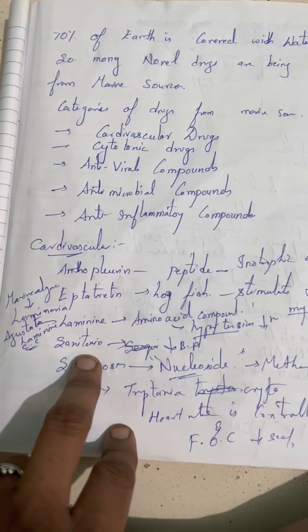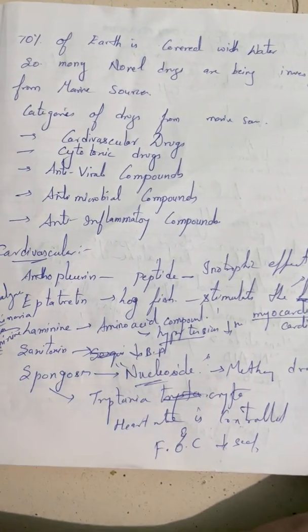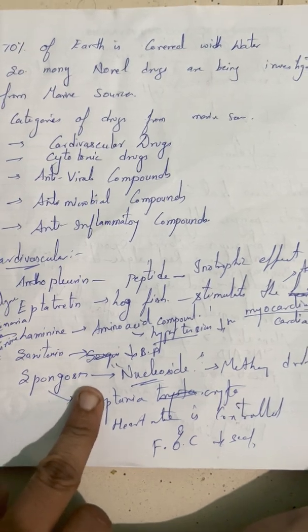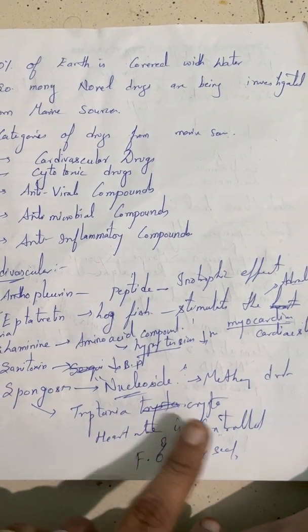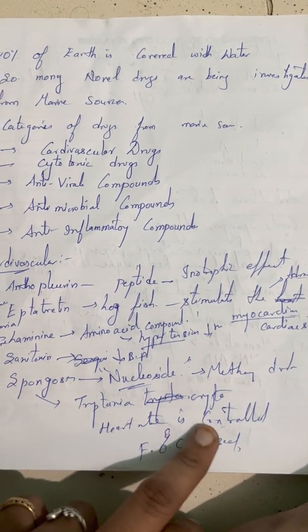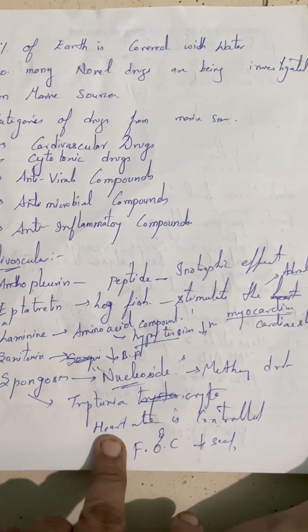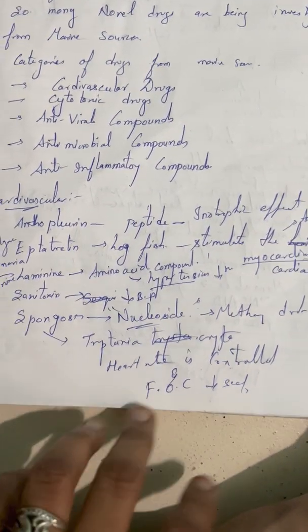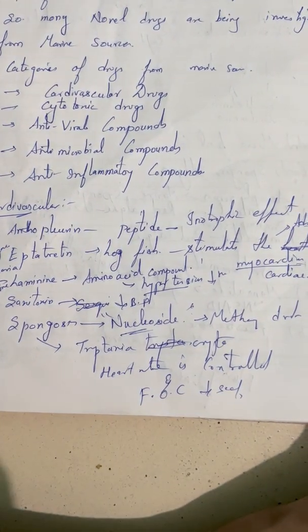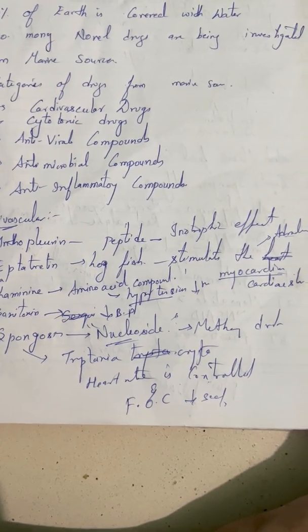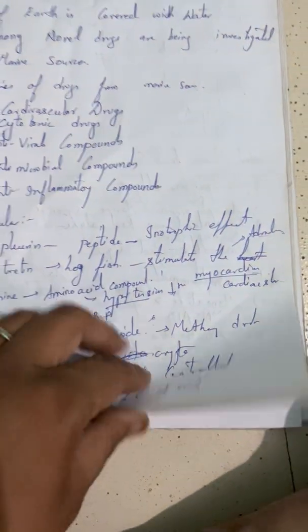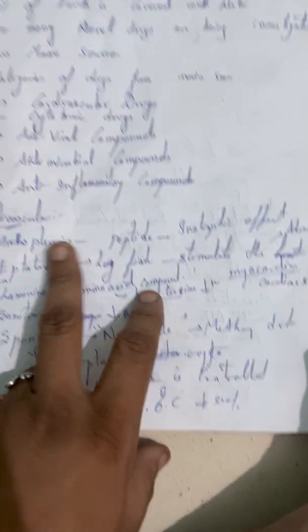Sanitoxin is also helpful for reducing blood pressure. Spongosin is a methoxy derivative nucleoside, which is obtained from Tryptania crypta. It is mainly helpful for the control of our heart rate, and the force of contraction is also reduced. So these are the drugs involved in cardiovascular diseases.